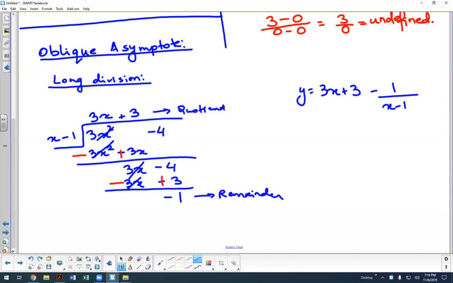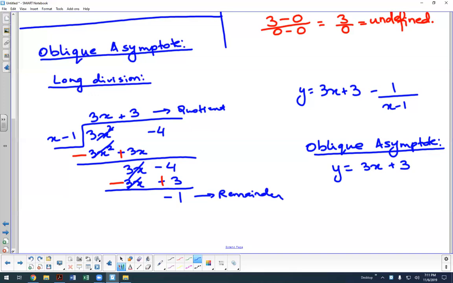As far as our oblique asymptote goes, it's only coming from the quotient. So that's going to be y equals 3x plus 3.